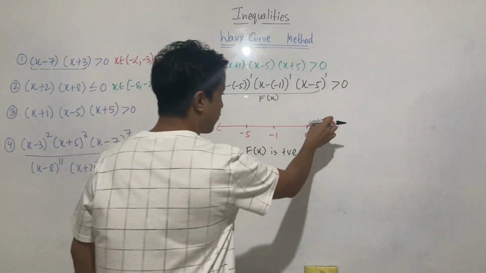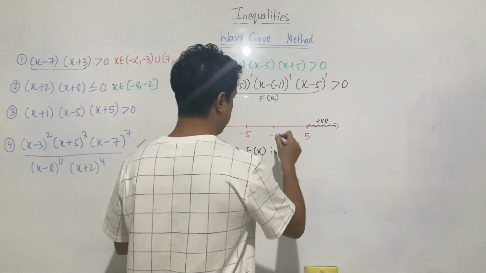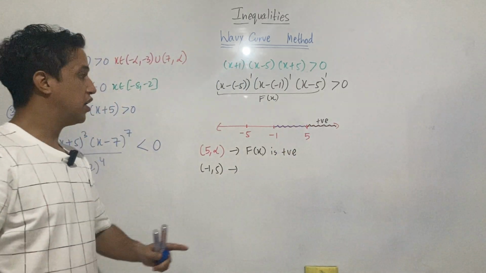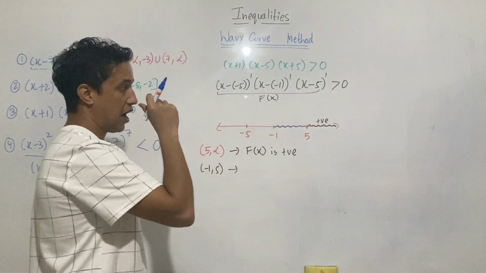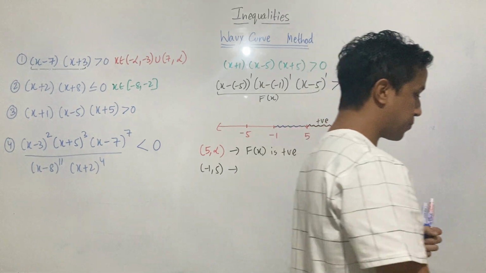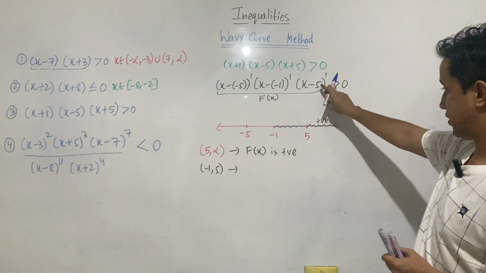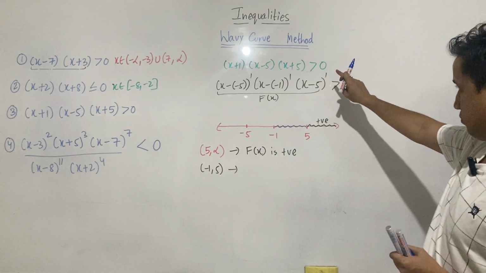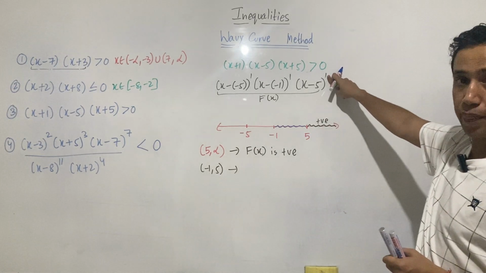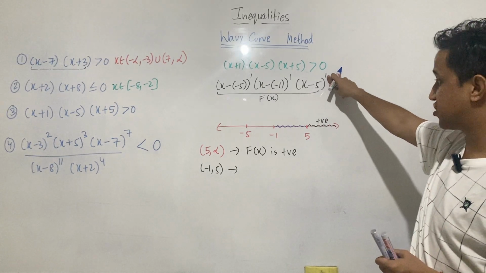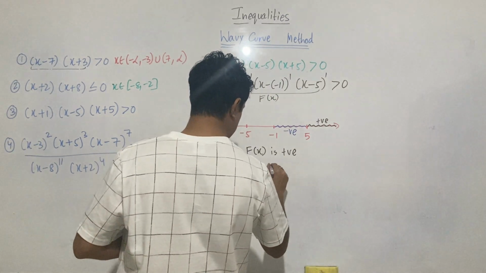Now when you jump from this to this one, from black to blue one, what will happen? You have to look for the exponent which has 5 in the expression, right? So where I have 5 here, this one, the power or exponent is 1, which is odd. Odd means that sign will change. So here negative. Okay, so right here, f(x) is negative.